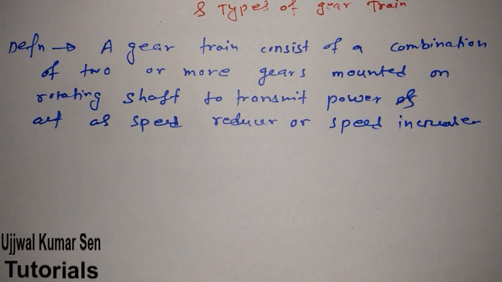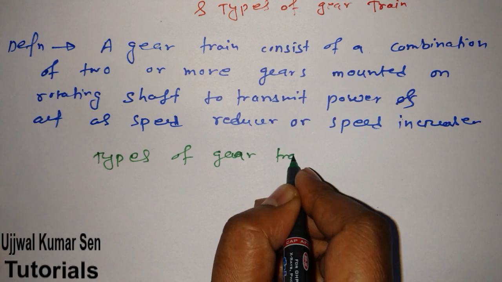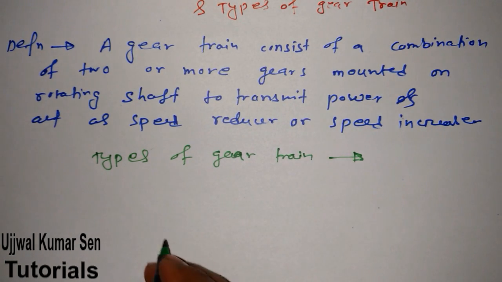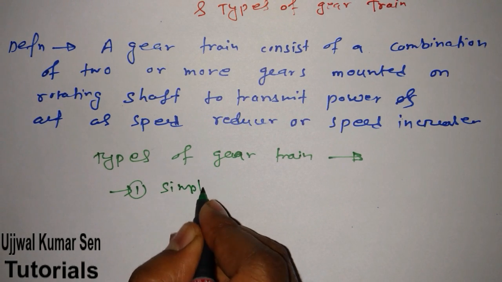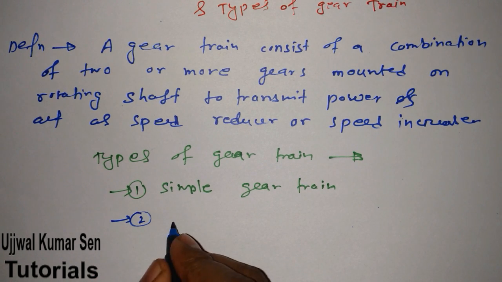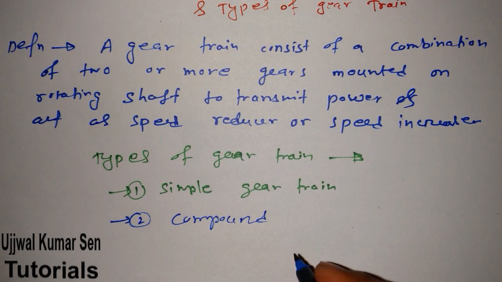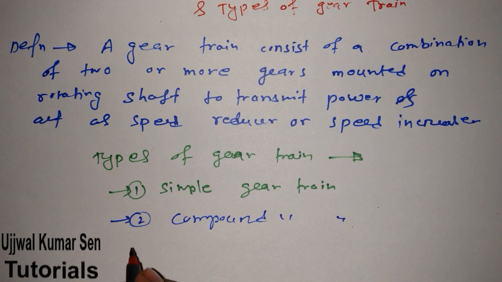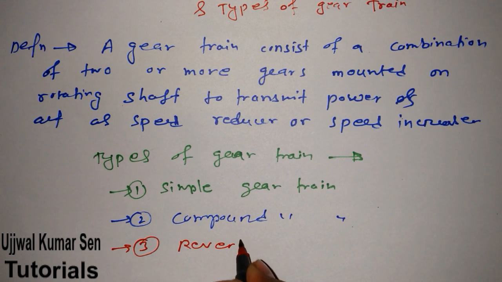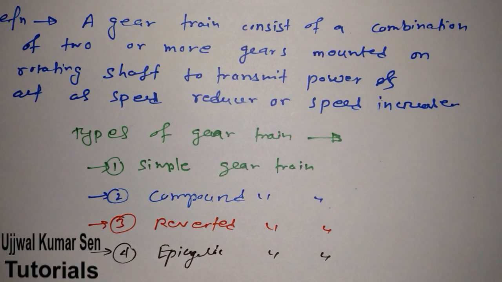Now let's go to the types of gear train. First, the simple gear train. Second is the compound gear train. I will tell you the main difference between the simple gear train and the compound gear train, don't worry. Third is the reverted gear train, and fourth, most important for competitive examinations, is the epicyclic gear train.